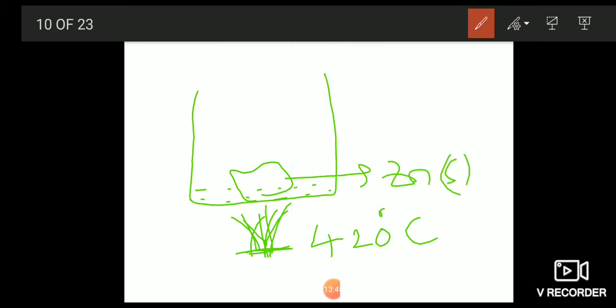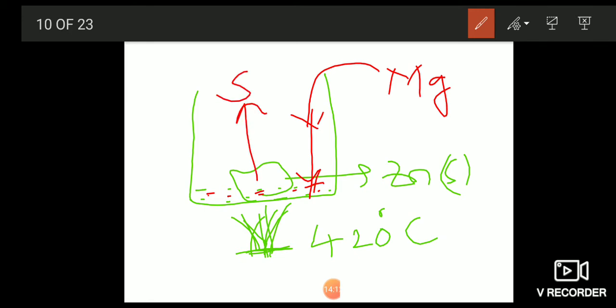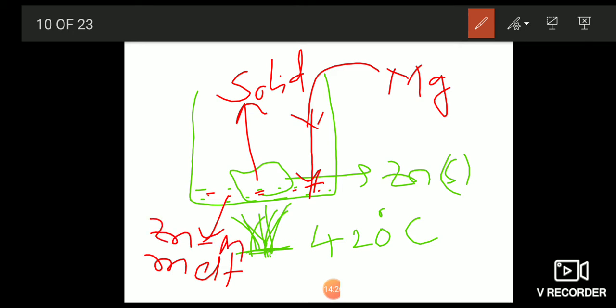Now, what am I going to add? I am going to add magnesium to this. What will happen? If we add magnesium to this, it will dissolve in the melt. That is, it will go into the melt. Now there are two states here. One is solid zinc and the other is melt liquid, which contains both zinc and magnesium.